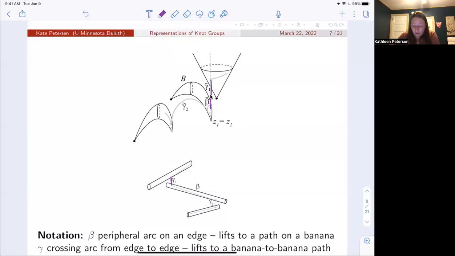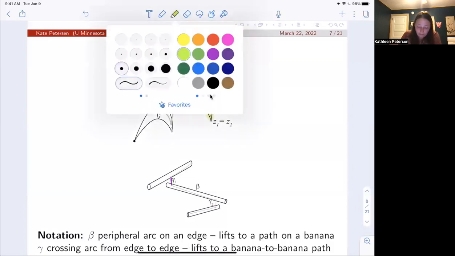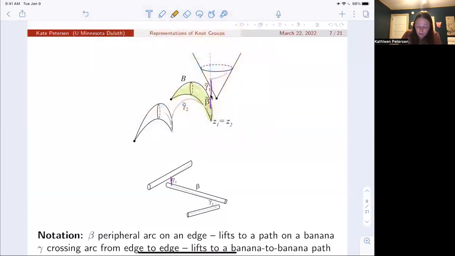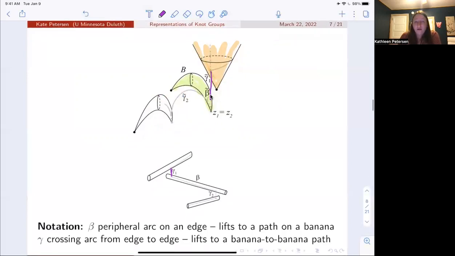So it could, you know, why should this lift, this green one, and hope no one listening is colorblind, and this orange one, why do they need to be different? It could be that instead of gamma tilde here going between green and orange, maybe they're the same banana. So that's the first thing that does not happen.